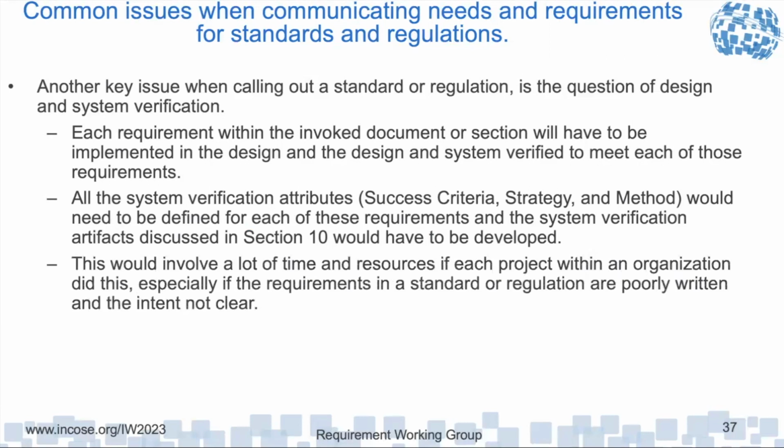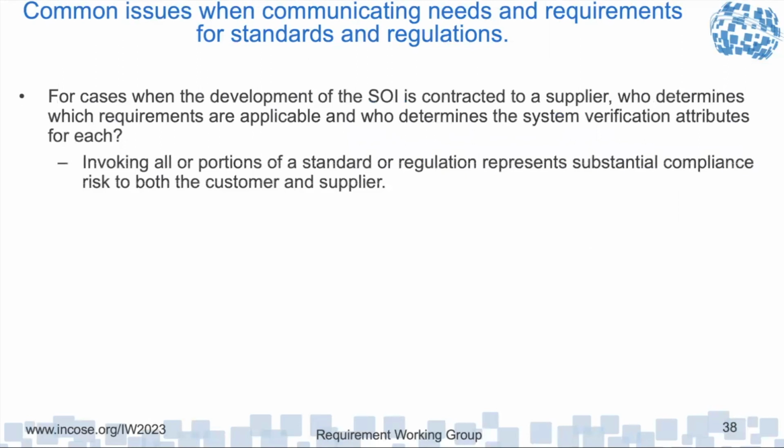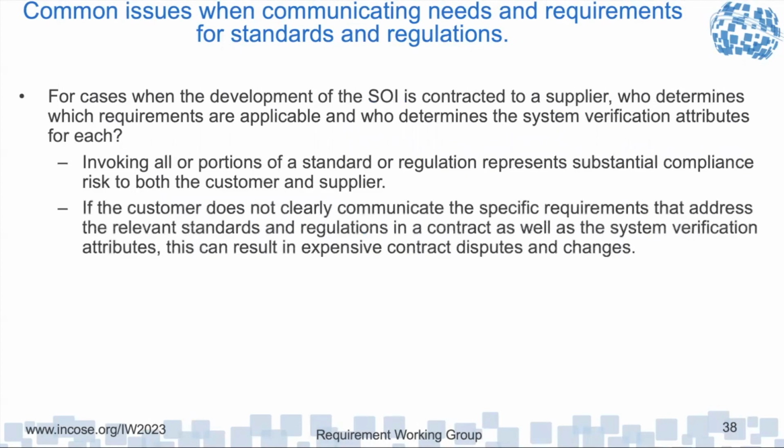If each project within the organization did this, especially if the requirements in the standard or regulation are poorly written and the intent isn't clear, the problems multiply. So for all cases when the system of interest is contracted to a supplier, who determines which requirements are applicable and who determines the system verification attributes? Because of the cost and schedule implications, the customer can't just kick the can down the road to the supplier. The customer needs to be involved in this up front and then reflect that in the statement of work. Invoking all portions is a definite risk to both the customer and supplier. And if it's not clearly communicated, you can have expensive contract disputes and changes.